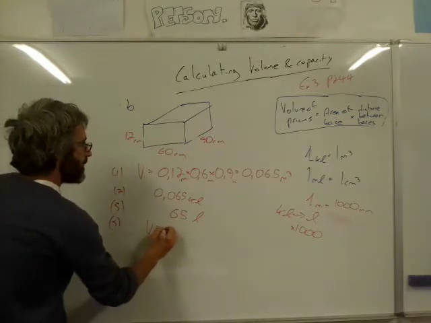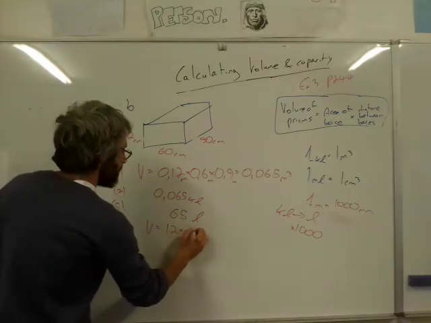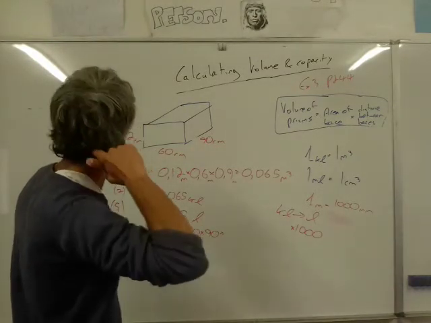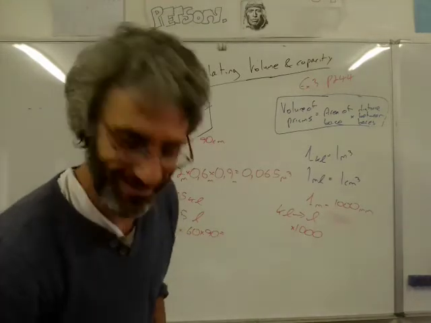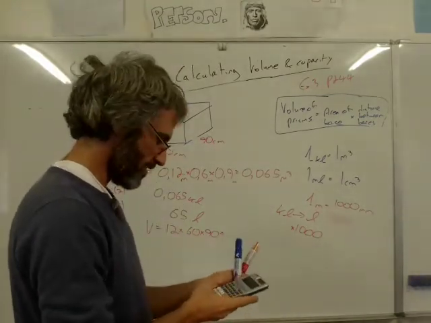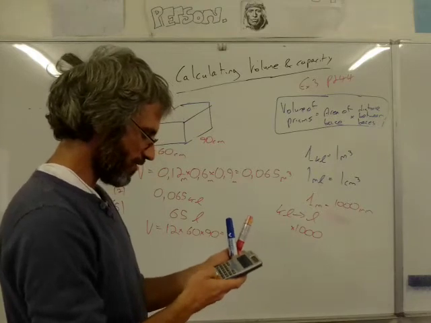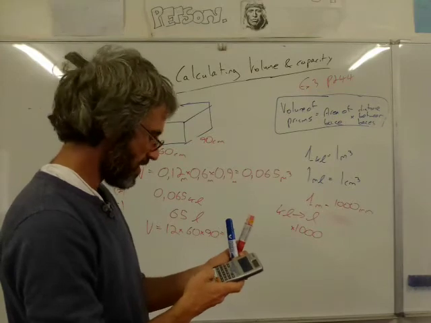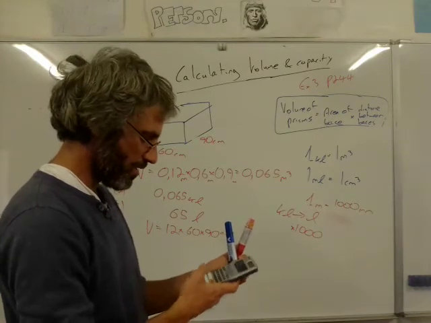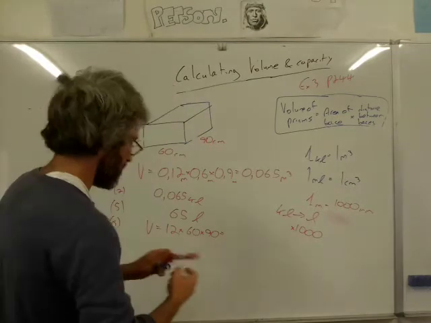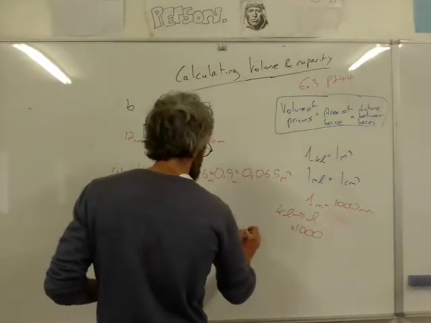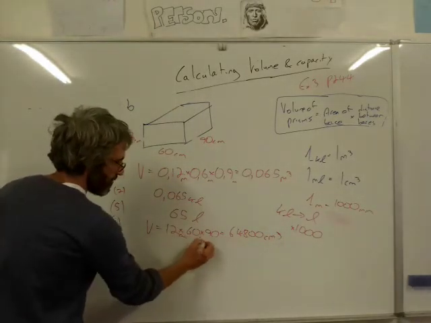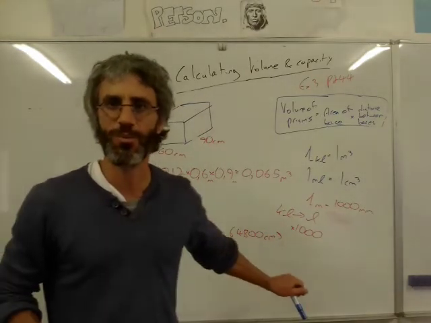And now I'm going to write down 12 times 60 times 90. And I'll get the calculator. I'm going to take chances here. 12 times 60 times 90 equals 64,800. My answer is 64,800 centimeter cube. Because I'm working with centimeter, it's going to be centimeter cube.